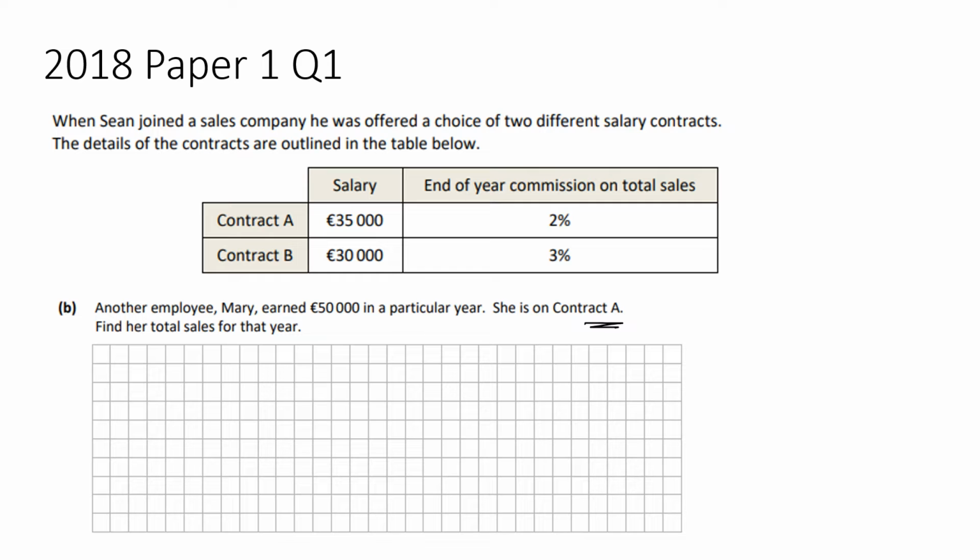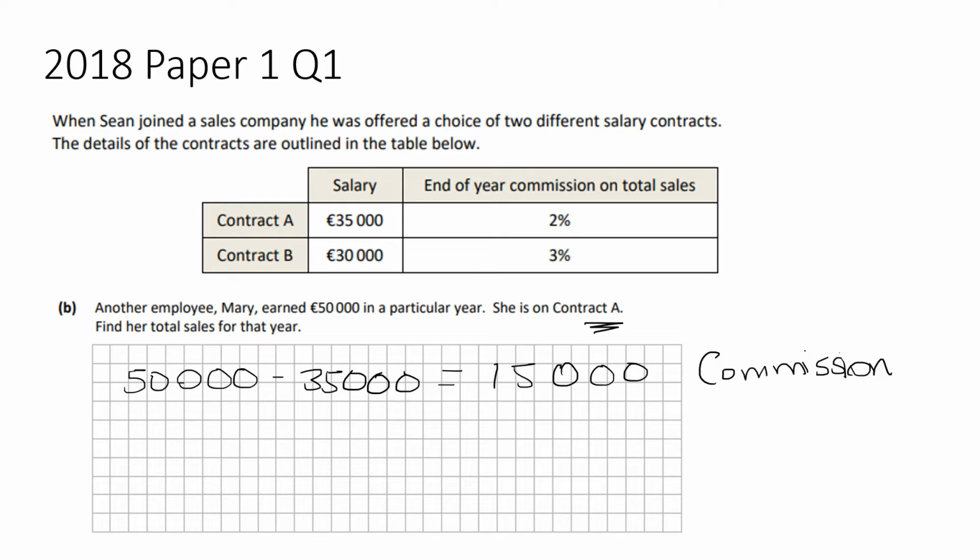She is on contract A. So find her total sales for that year. So if Mary is on contract A, it means that her 50,000, take away 35,000, tells you how much she made in commission. So she made 15,000 in commission.